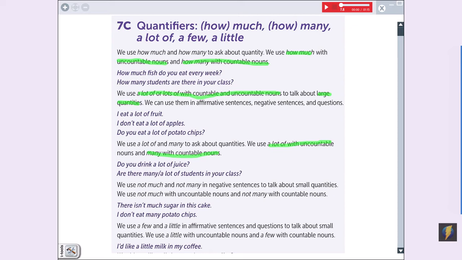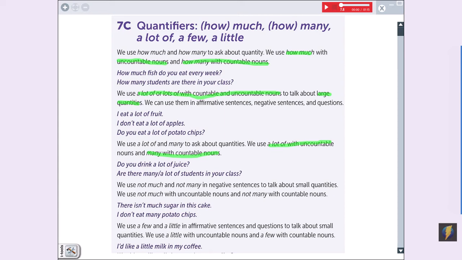Okay, how many horses do you have? How much food did you eat for dinner? Okay, so those are just for questions, and these are the possible answers for these questions. So we use how much and how many to ask about quantity, cantidad. We use how much with uncountable nouns.